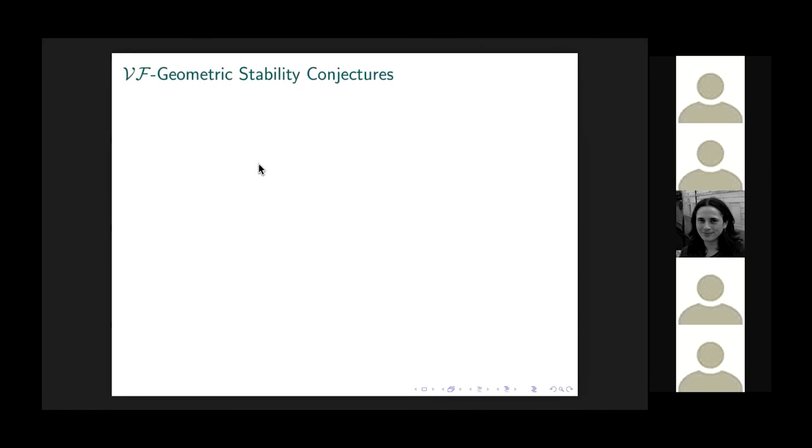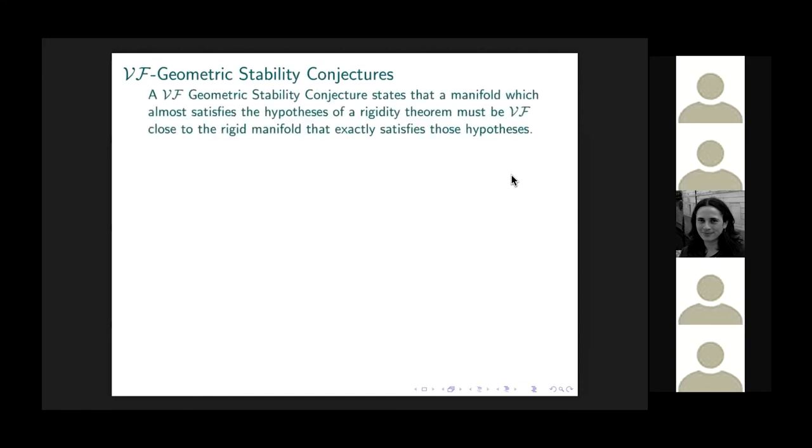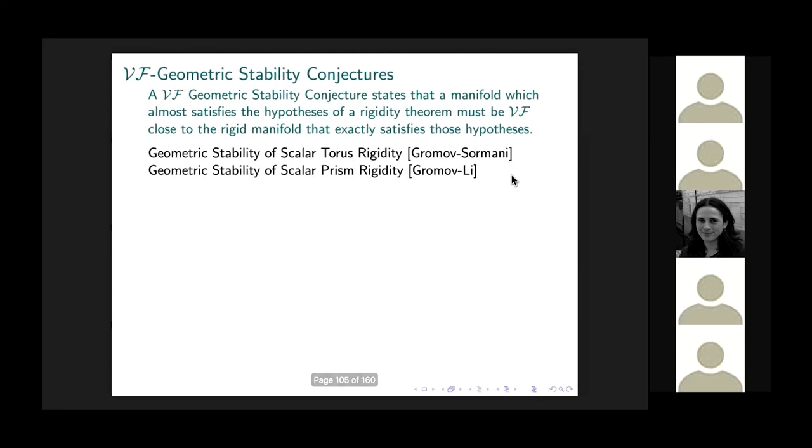So let's talk about VF geometric stability conjectures. Geometric stability conjectures are stronger than the conjectures we've been talking about. A VF geometric stability conjecture states that a manifold which almost satisfies the hypotheses of a rigidity theorem must be VF close to a rigid manifold that satisfies those hypotheses. So let me just state the conjectures. Geometric stability of a torus is stronger than saying, does this property hold on a limit space? It's saying that if you're not at the limit yet, you're close to a limit which is exactly that torus, or is exactly a flat prism, or is exactly a sphere.